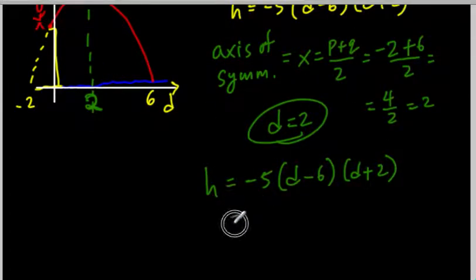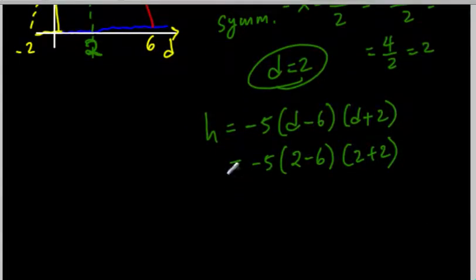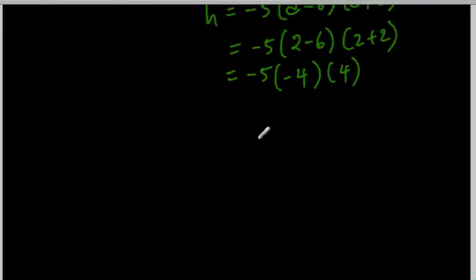into this equation. So it's going to be negative 5, (2 minus 6), and (2 plus 2). 2 minus 6 is negative 4, and 2 plus 2 is 4. And this is going to be 20 times 4, so it's going to be 80. So the answer is it reaches the maximum height of 80 meters.